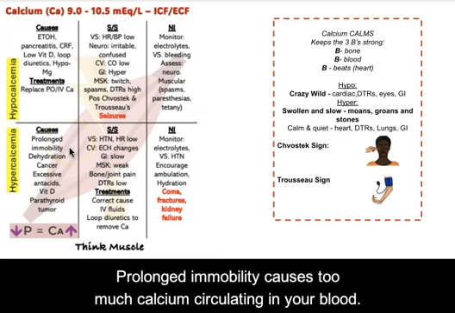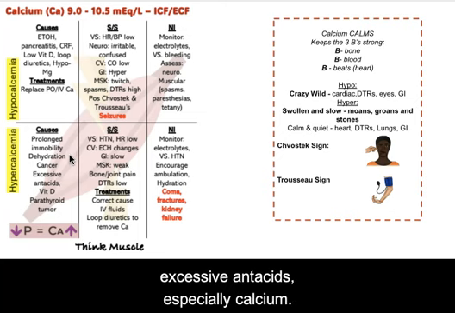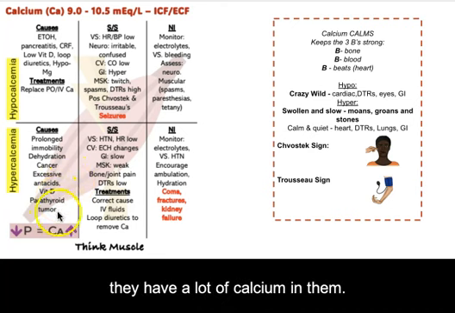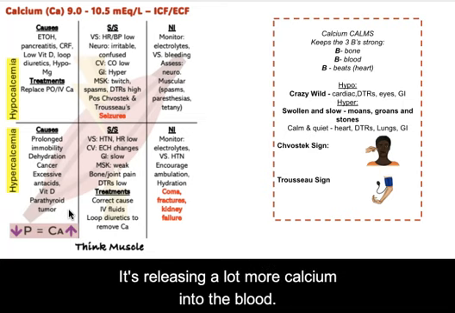Prolonged immobility causes too much calcium circulating in your blood, dehydration, cancer, excessive antacids, especially calcium antacids, the Tums we take, they have a lot of calcium in them. Vitamin D or excessive vitamin D. You have a parathyroid hormone, then what happens? It's releasing a lot more calcium into the blood.